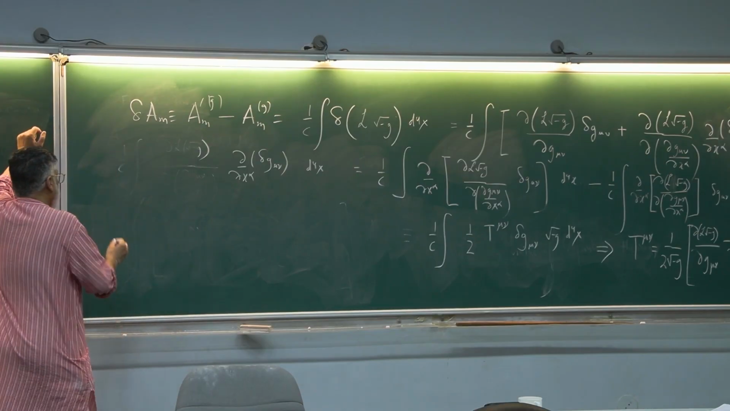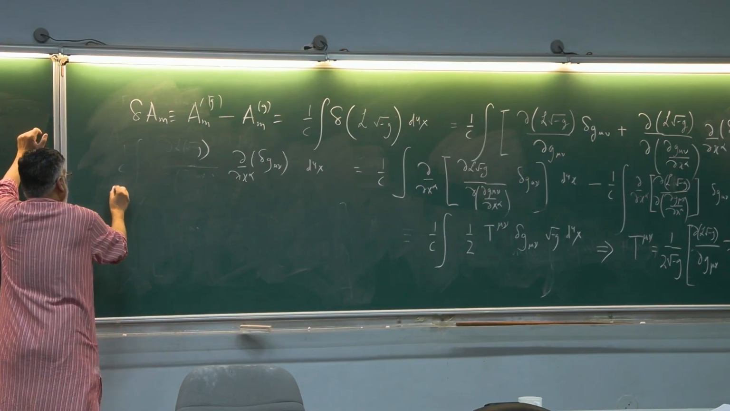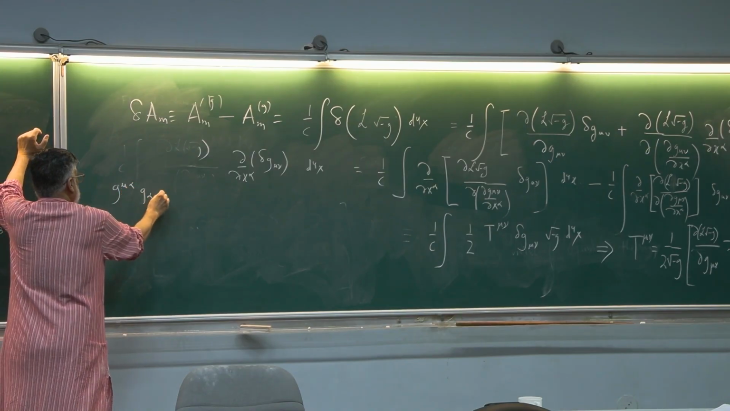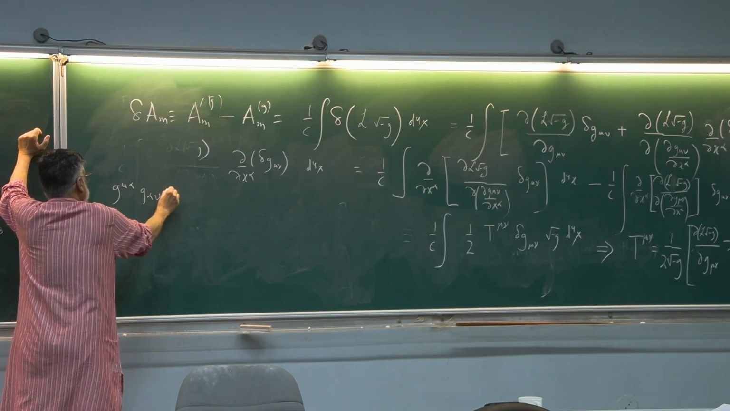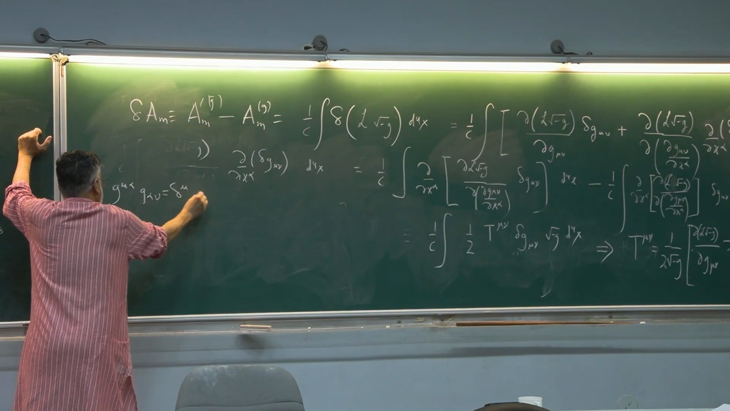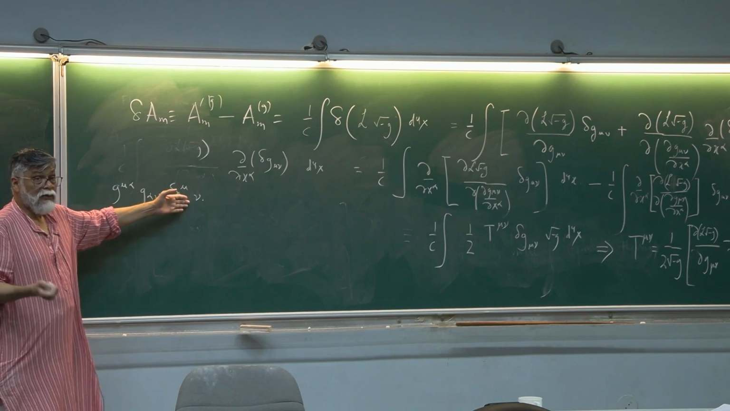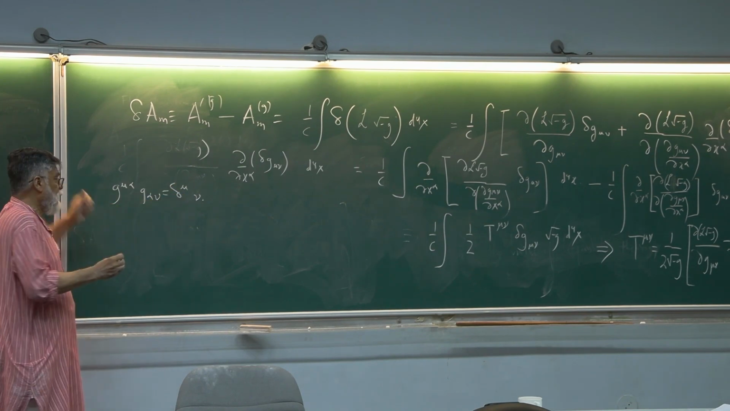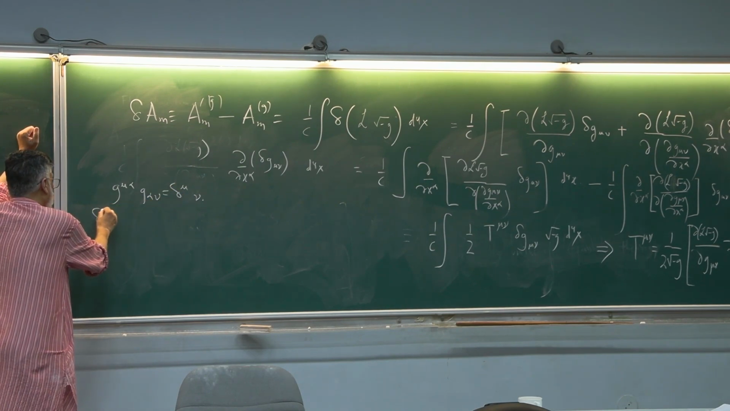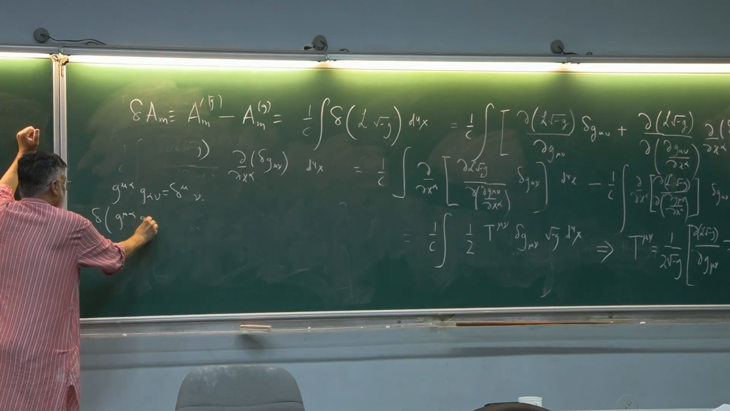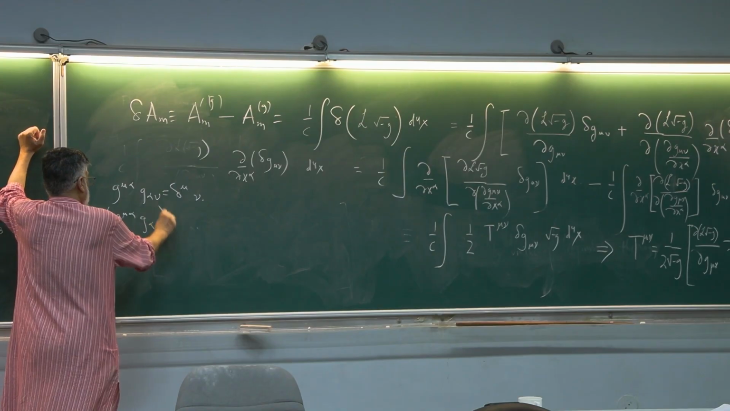It is this. Remember that g mu alpha g alpha nu, because the matrix inverse is delta mu nu. So if I do a variation in the metric, delta mu nu doesn't change. So therefore, delta of g mu alpha g alpha nu is 0.